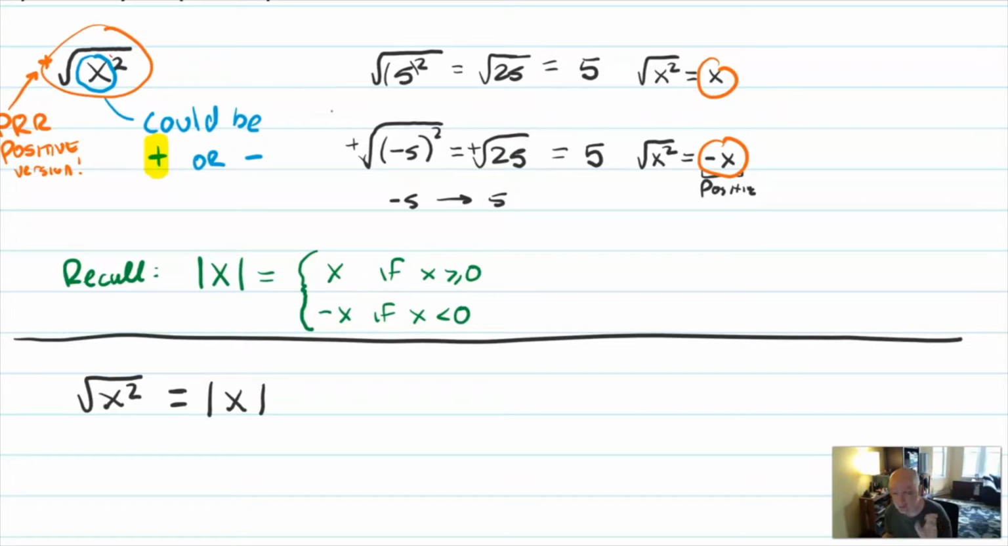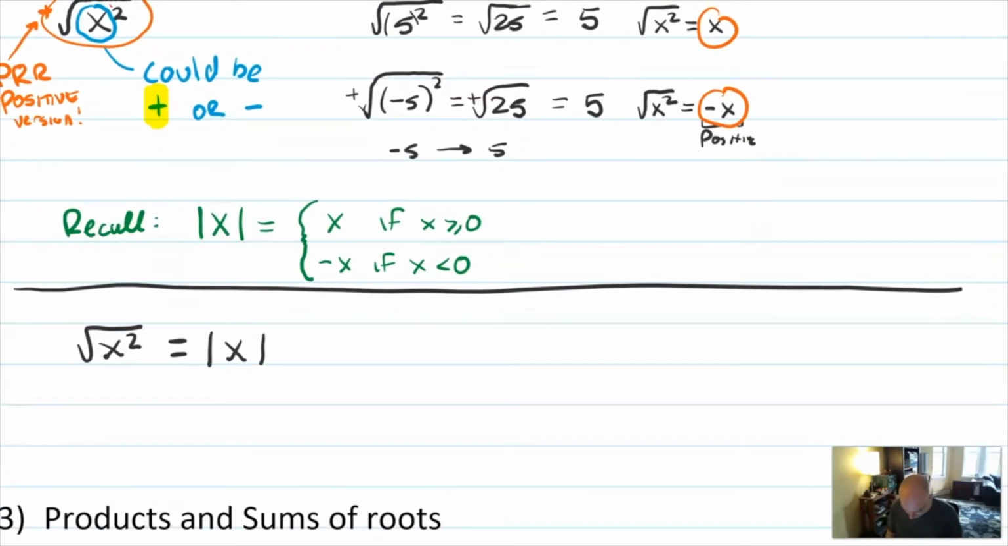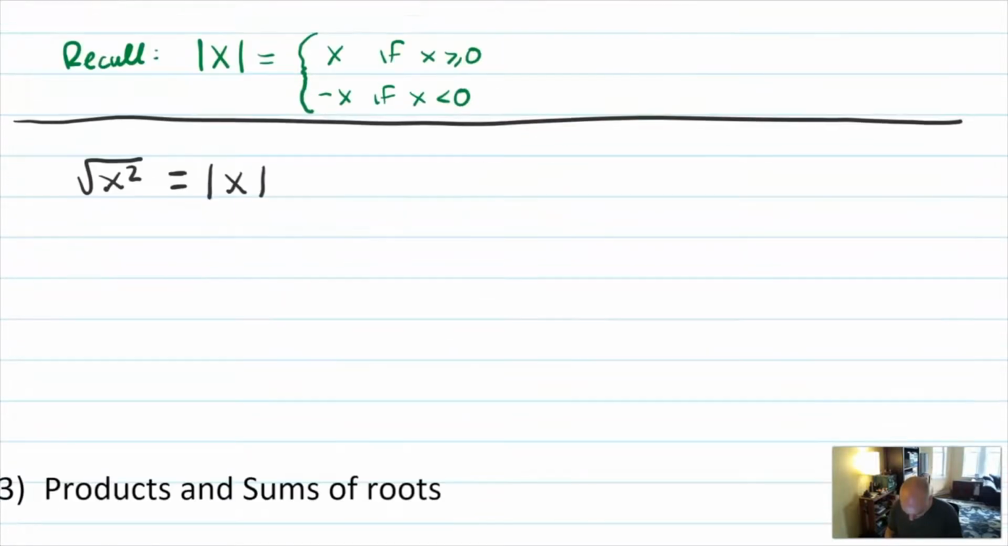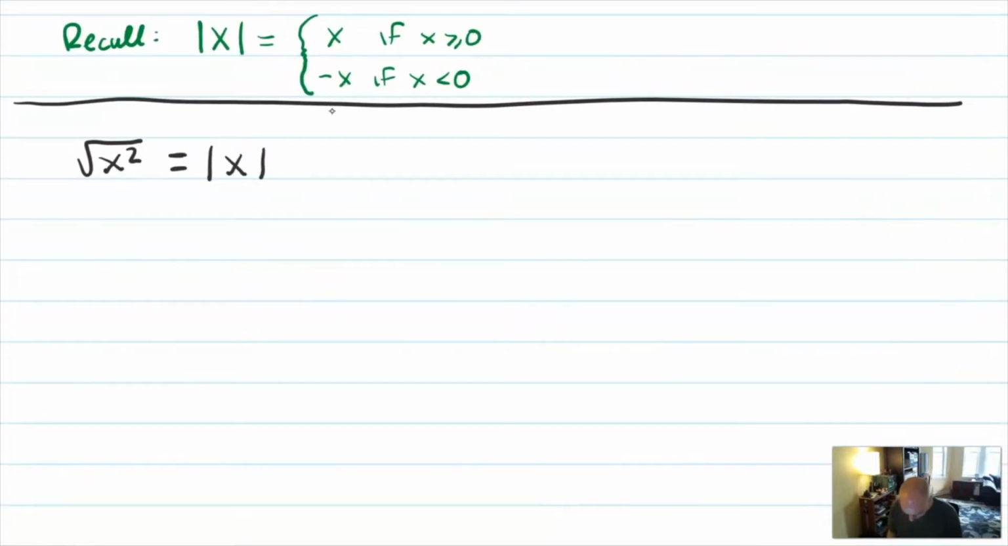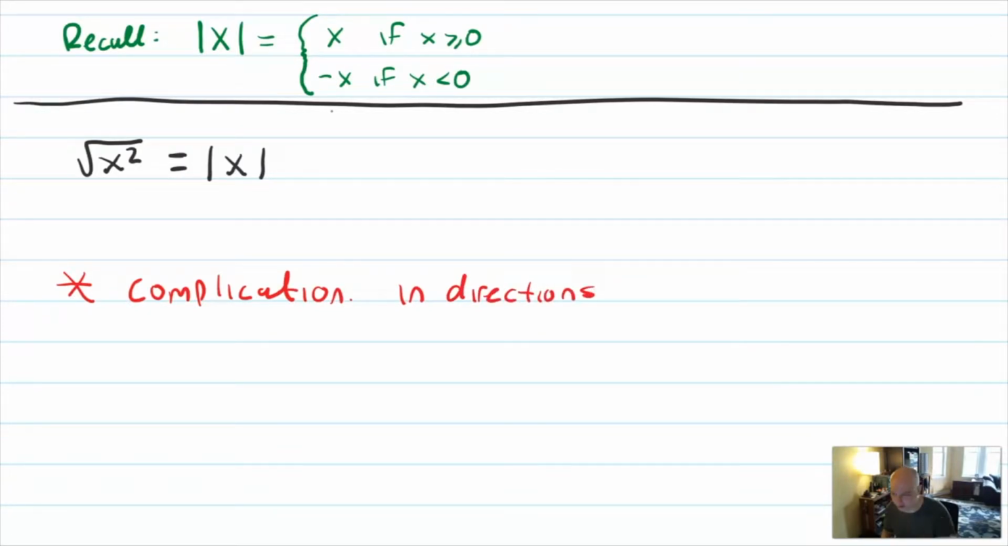And that's always true. Now there's a couple complications, and we're going to get to those in a little bit. Here's one I'll put right here that shows up a lot. We'll just say star complication. This is only necessary if we know that x could be positive or negative. So in the directions for a lot of problems, there's a statement, something like "assume that x is greater than 0."